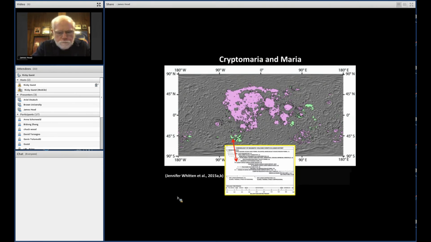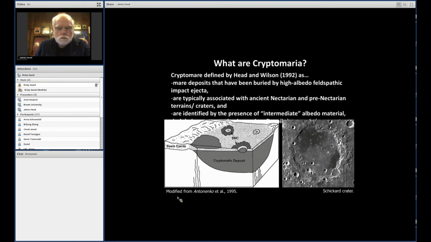So first of all, let's take a look at work that Jennifer Whitten has done over the last few years, in which she has documented the distribution and nature of these cryptomare deposits. Cryptomaria, in fact, you can see them in green there, and we'll come back to this diagram. So the purple is the current Mare deposits, the green is the distribution of cryptomare deposits. Well, what are cryptomaria? Basically, these are Mare deposits that have been buried by high albedo feldspathic ejecta.